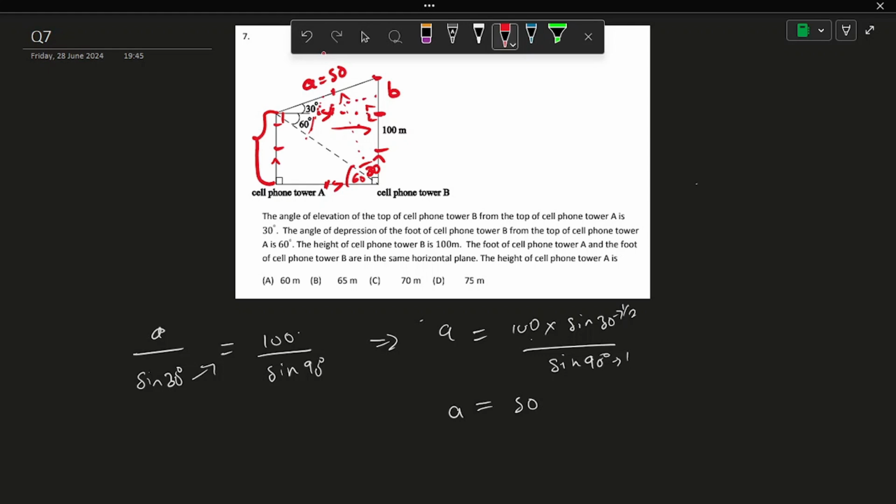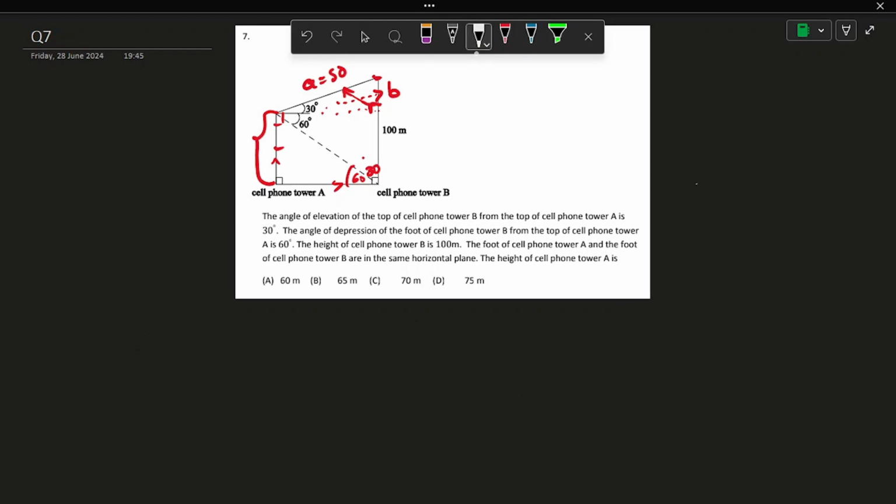Let me erase this so that it becomes cleaner. We have this 30 being opposite B, and we have this 90 degrees being opposite the A that we just found, right? So it means we can again use sine rule to find B. So to find B, we're going to say B over sine 30 is equal to A over sine 90.